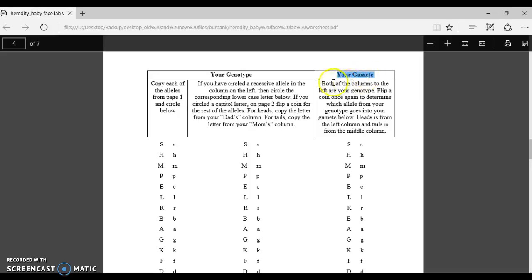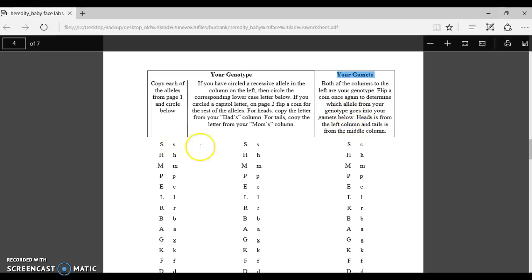All right, so to do this, it says both of the columns to the left are your genotype. So this column and this column represent who you are. Now, when you're making gametes, when you're making eggs or sperm, you only have the choice of choosing one of the letter symbols. So even though you might have a dominant S here and a recessive S here, in an egg or sperm, you can only have one of these. You have to choose. So it says, flip a coin once again to determine which allele from your genotype, that's the genes you have, goes into your gamete below.